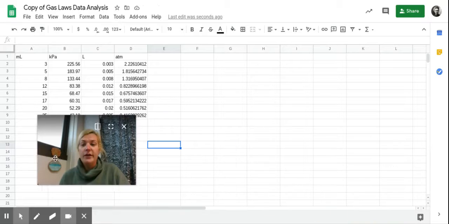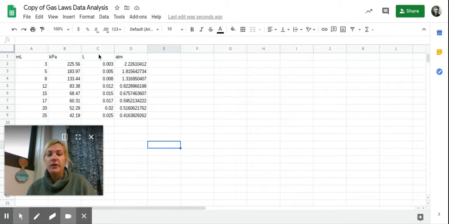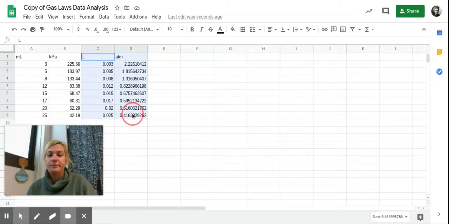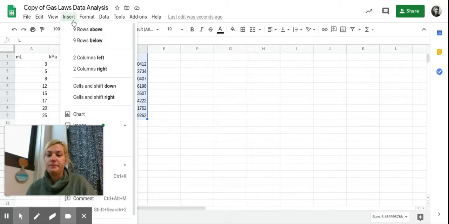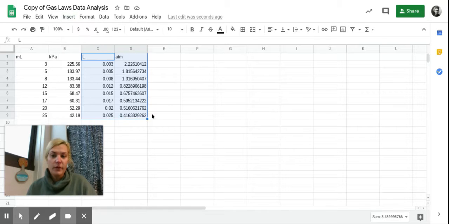So how I create a graph is, I'm going to grab these 2 columns right here. Okay. And I'm going to go up to Insert, Chart. And Excel or Google Spreadsheets is very good at looking at the data that you're plotting and giving you the right graph that goes with it.